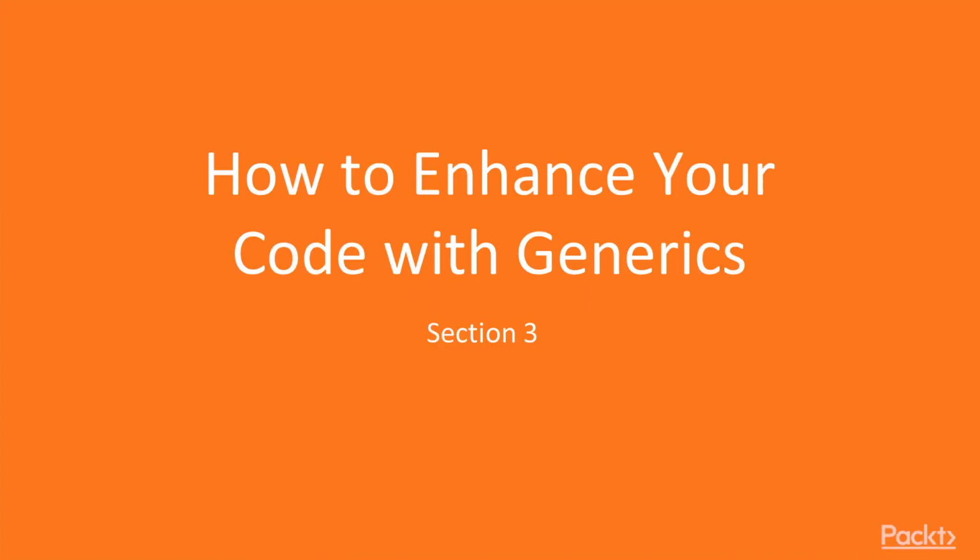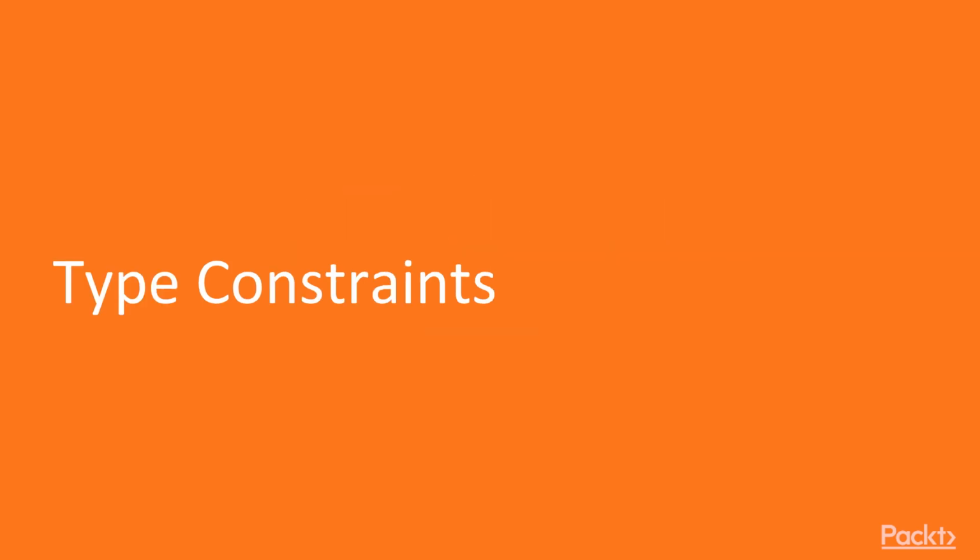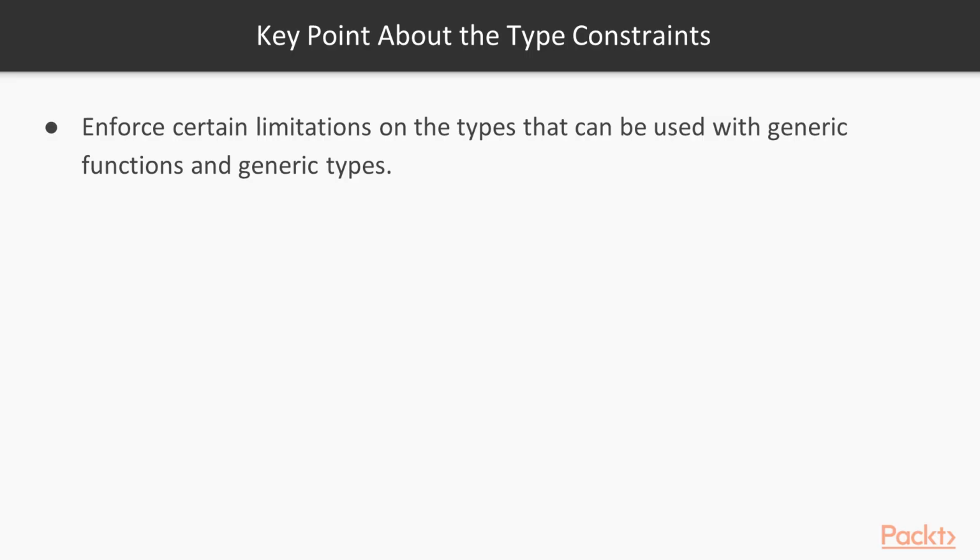Hello and welcome to Section 3, How to Enhance Your Code with Generics. In this episode, we're going to talk about type constraints. Key points: type constraints enforce certain limitations on the types that can be used with generic functions and generic types. So sometimes we can't use a totally generic value. We have to be able to limit it in some sort of way. I'm going to show you an example now, which will make it clear to you.